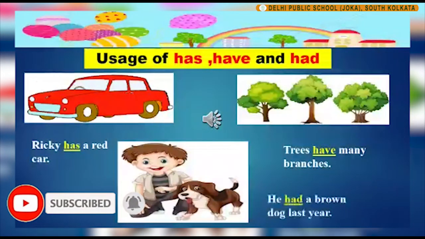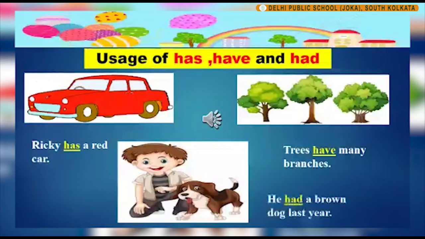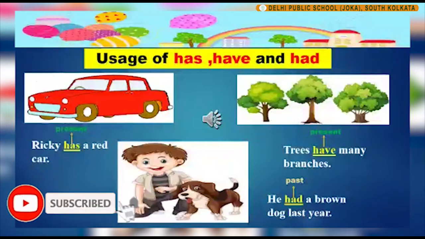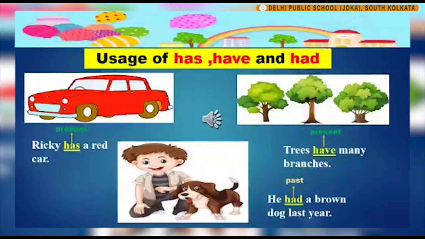And finally, let us look at the third sentence. He had a brown dog last year. In this sentence, had is the having verb. Children, in the first two sentences, the verb has and have tell us about the present. However, in the third sentence, the verb had tells us about the past. I hope that by looking at these three sentences, you all have understood that the verb has and have indicate present tense, whereas the verb had indicates past tense.